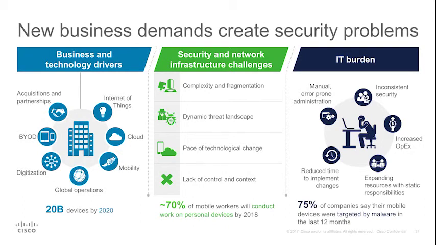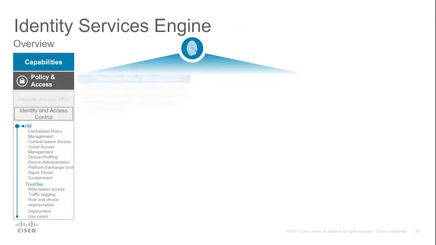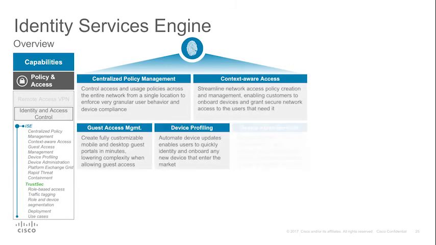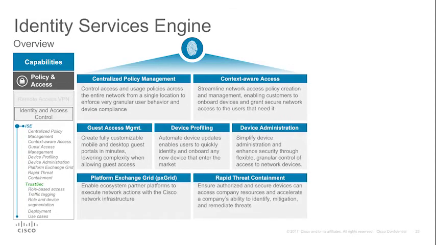In addition to Remote Access VPN, Cisco's secure access solutions also include Identity Access Control through ISE and TrustSec. Cisco's Identity Services Engine, or ISE, provides a number of features that ensure consistent control and business flexibility. Centralized policy management, context-aware access, guest access management, device profiling, device administration, device posture, and rapid threat containment, which are all detailed in the subsequent slides.